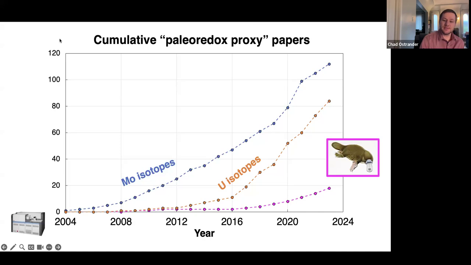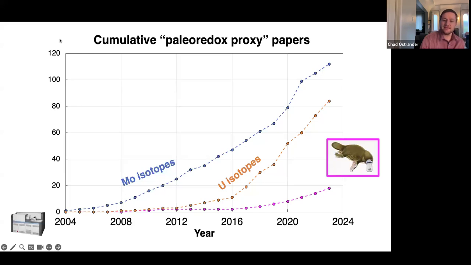And so since shortly after 2007 or so, uranium isotopes have kind of taken off. And so there's a lot of applications with uranium isotopes. Meanwhile, thallium isotopes, there's not nearly as much applications at all. It's worth noting that the earliest thallium isotope papers were being published at the same time the earliest molybdenum and uranium isotope papers were being published. These measurements have been made for the same amount of time, but this paleoredox proxy application is fairly new.